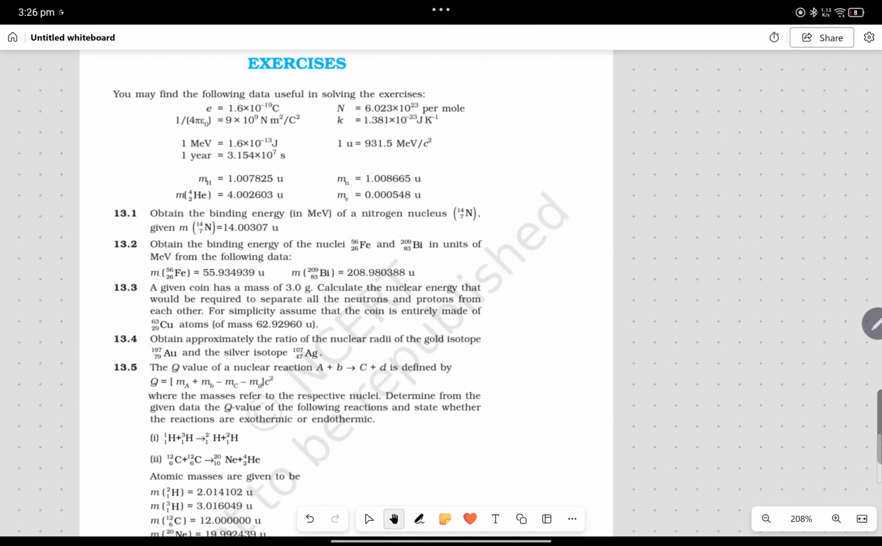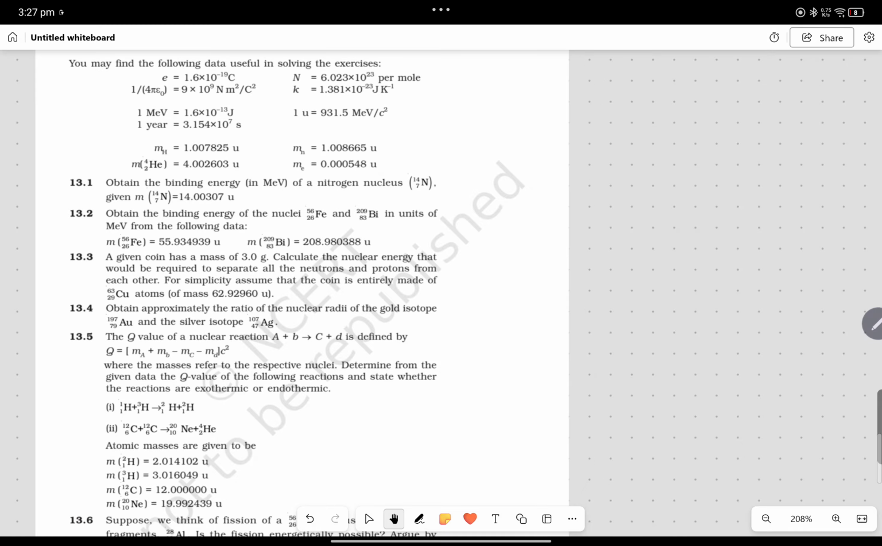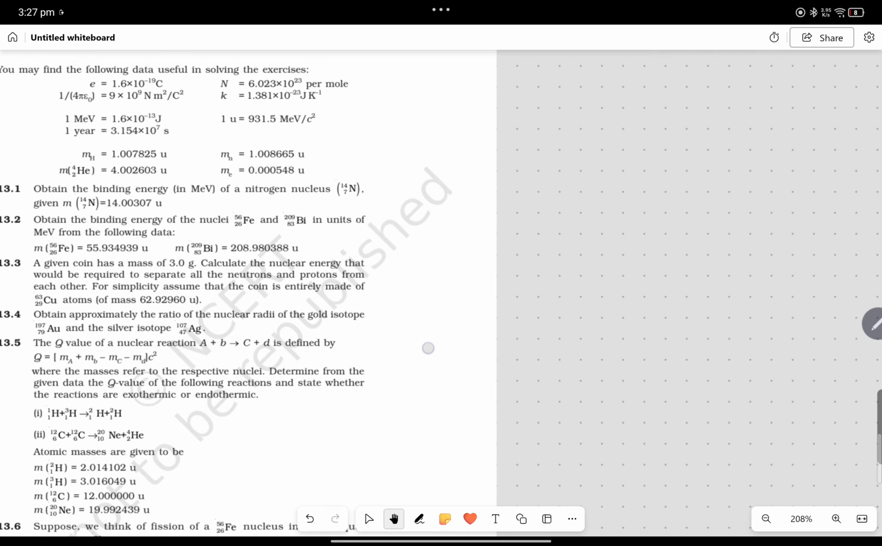Because we have to calculate that mass delta m in energy, but not in joule but in mega electron volt, right? So we have to simply do the same thing. We have to just multiply it with 931.5, that delta m we get in atomic mass unit, and we will get the binding energy directly in mega electron volt.